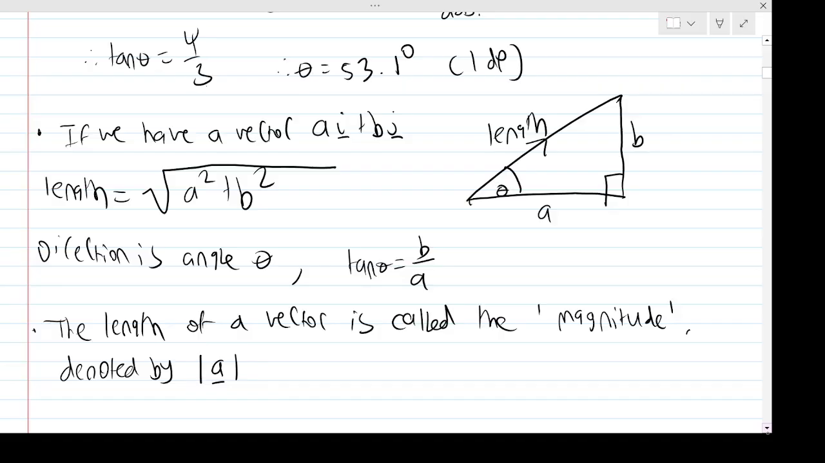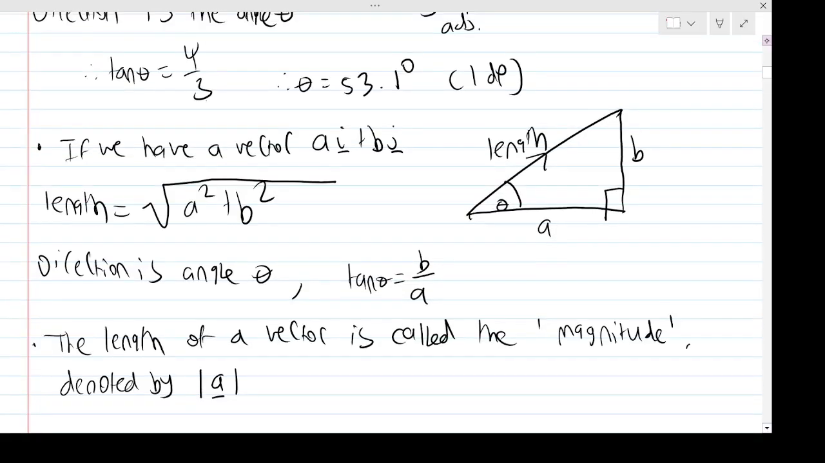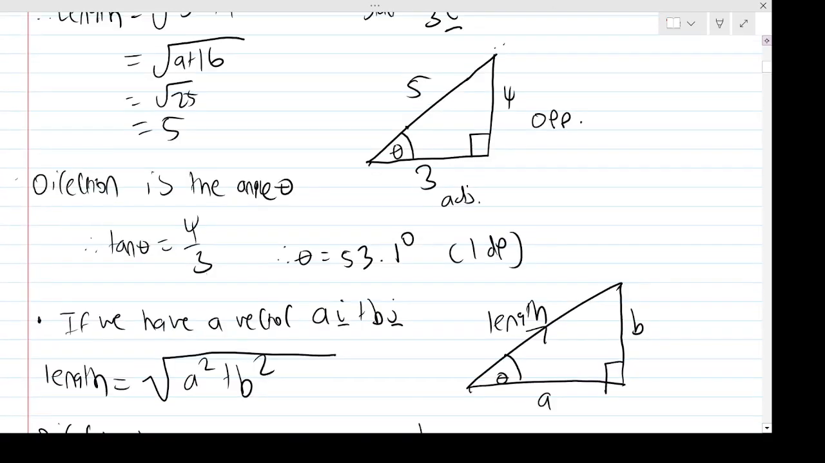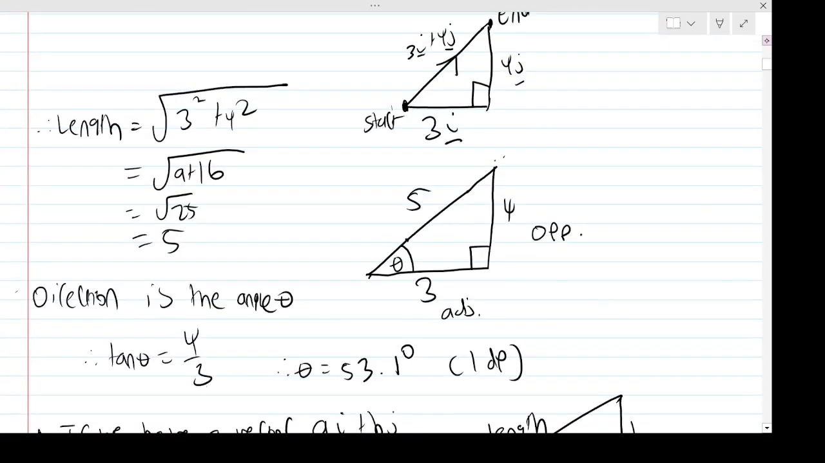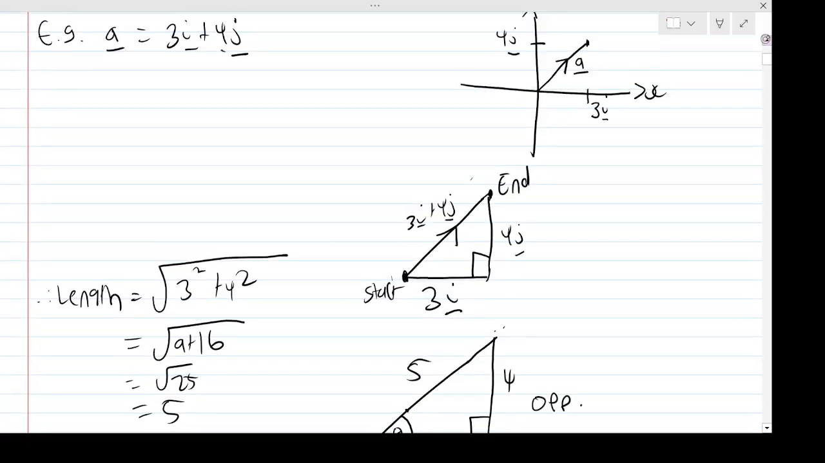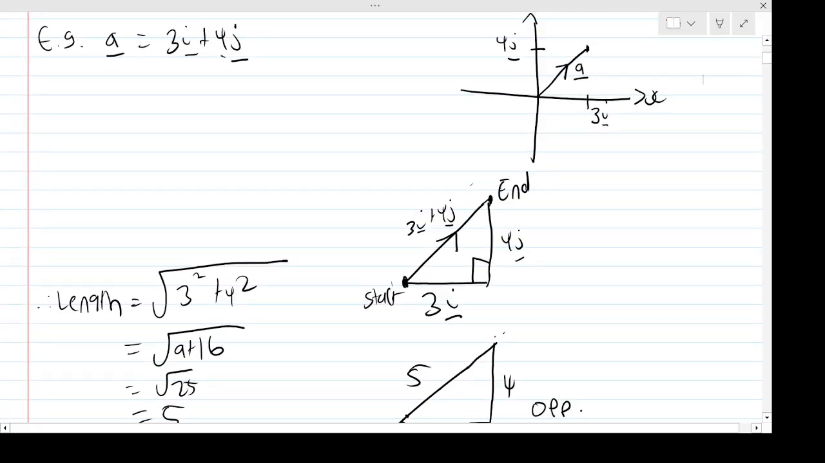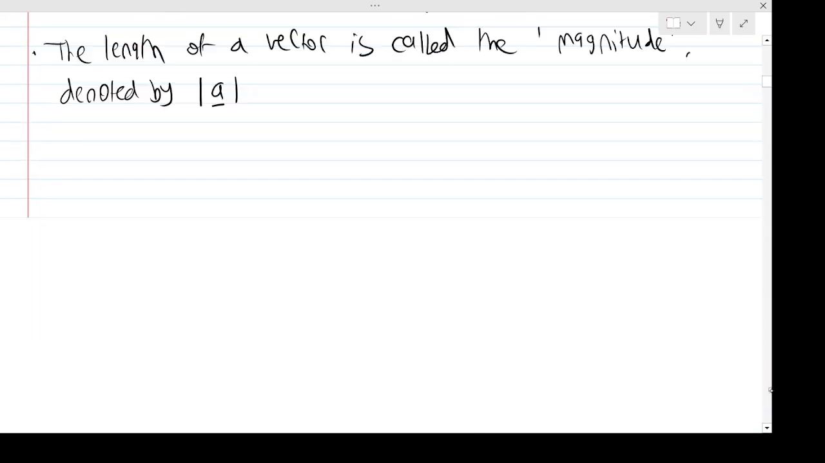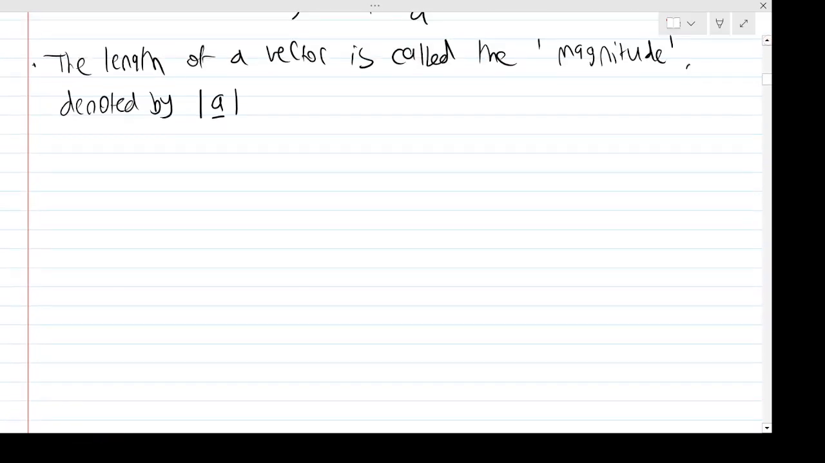Okay. So in terms of notation, if we go back to the first example we looked at, 3i and 4j, the length or the magnitude of this vector a here, we could say mod a would be 5, right? So remember the length here was 5. So we can use the notation to represent the length or the magnitude of the vector. Okay, cool.